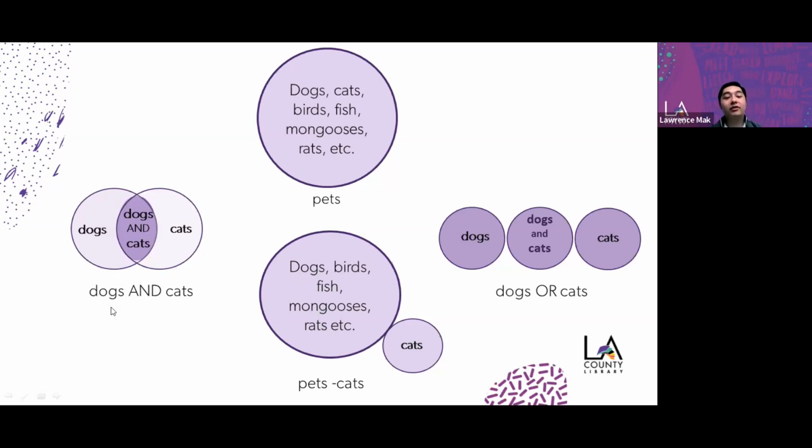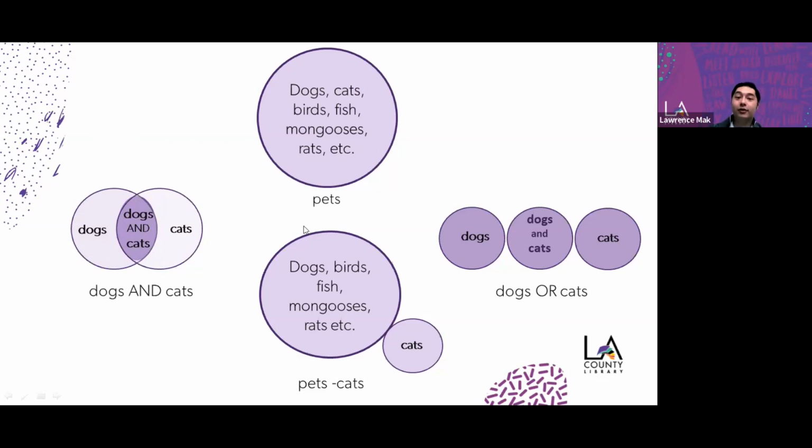All right, so let's look at AND in action. You want to search for dogs AND cats. What this does is limit your search by a significant amount. As you can see, you've got all the search results for dogs and all the search results for cats, but dogs AND cats will only take the search results that mention both dogs and cats, and it will only return this subset of results.